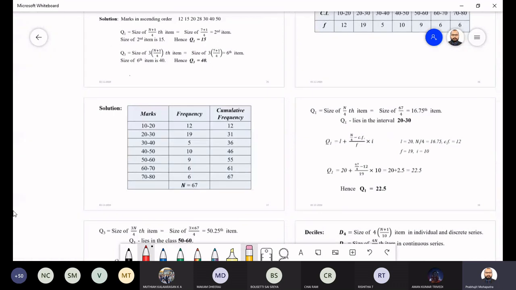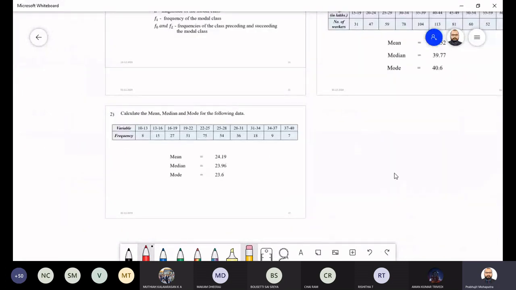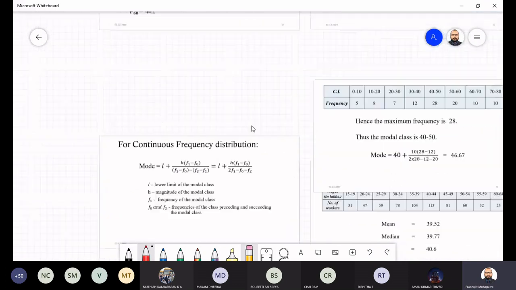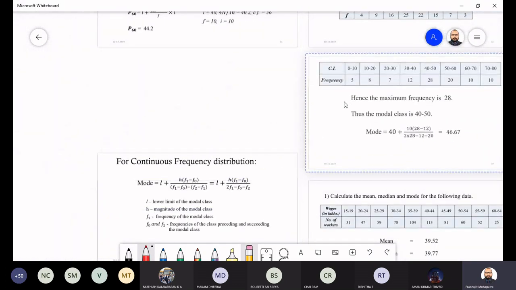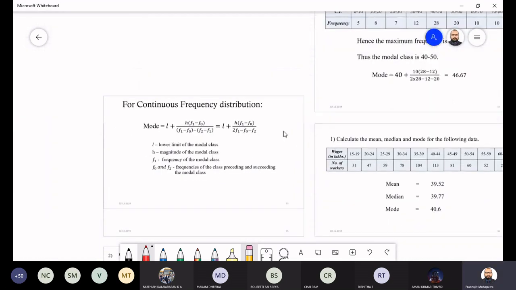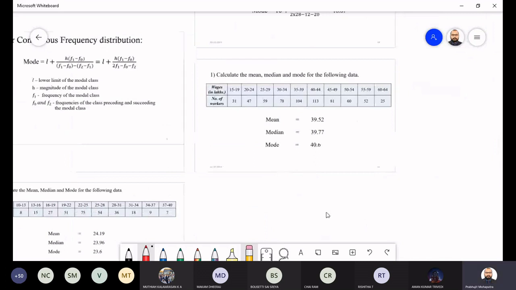Let me see whether there is any problem or not. These are the problems, and they are continuous. Okay, here is the problem. Some 2-3 problems are there. So you calculate the mean of these problems. This is the first example. You note down this problem and calculate the mean. Median and mode we'll discuss next class. Just find the mean and check whether you're getting 39.52 or not.